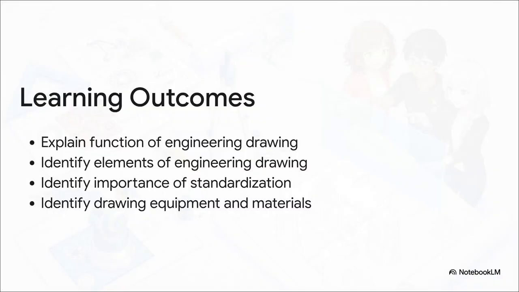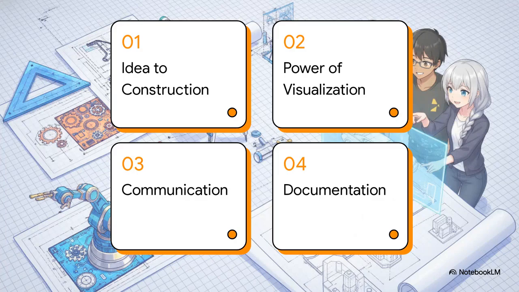So, before we get too deep, let's quickly run through our core learning outcomes for this unit. We're going to explain the function of engineering drawing, identify its core elements, figure out why standardization is so incredibly important, and identify the actual drawing equipment and materials used. To do all that, our agenda is pretty straightforward. We'll cover from idea to construction, the power of visualization, communicating across the industry, and finally, documenting for the future.